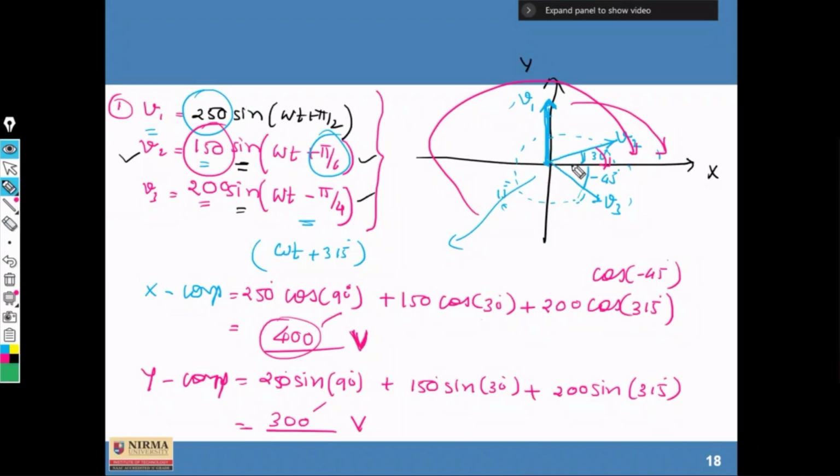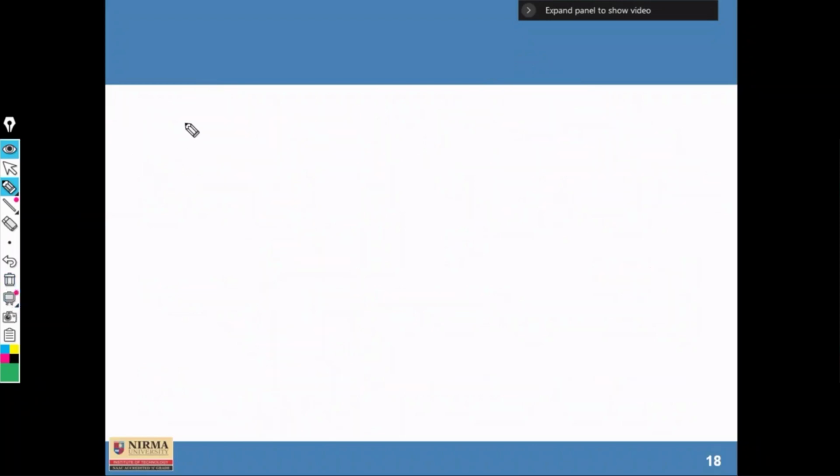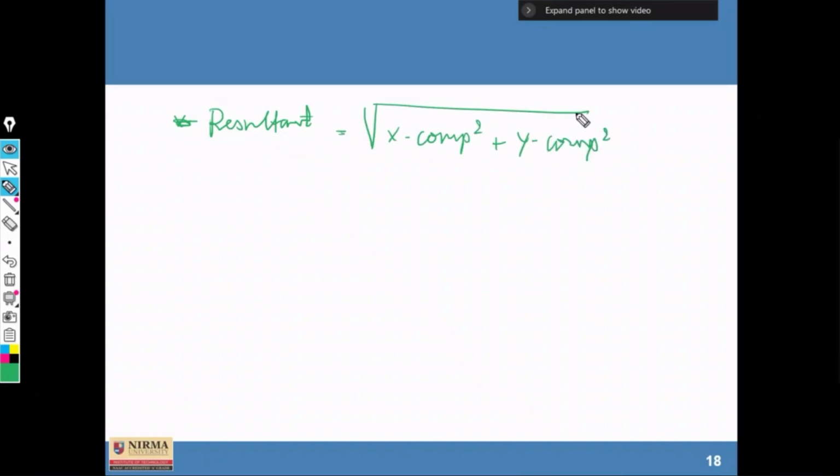Okay. So this is your x component. After resolving all these components, you will find this x component, and after resolving this, you will find the y component here. Okay. And simply you can find the resultant, which is equal to the square root of x component square plus y component square. And this is your resultant one.